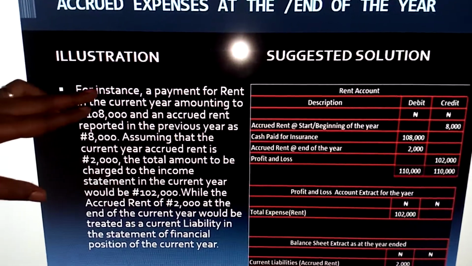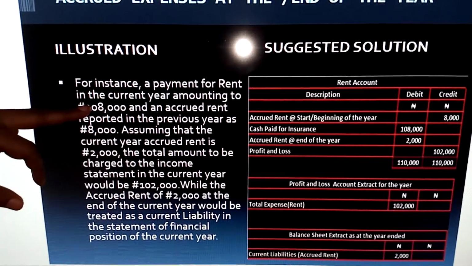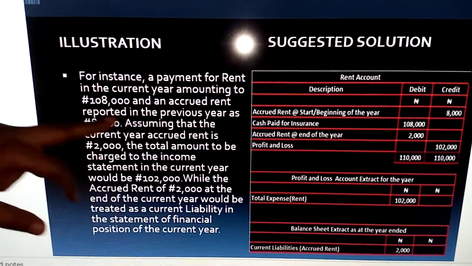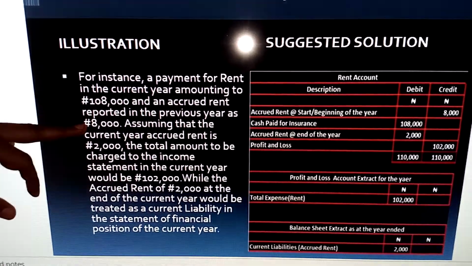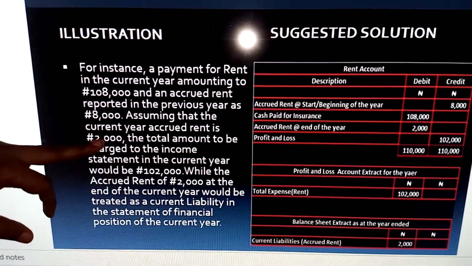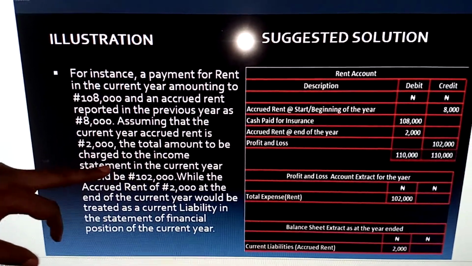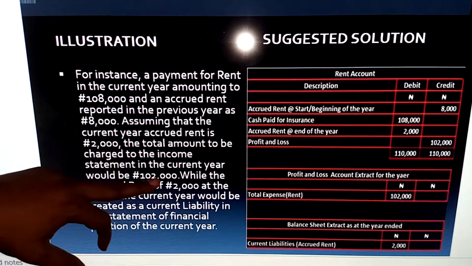Now we're taking an illustration. We say, for instance, a payment for rent in the current year amounting to 108,000, and an accrued rent reported in the previous year as 8,000. And I say, assuming that the current year accrued rent is 2,000, the total amount to be charged to the income statement in the current year will be what?